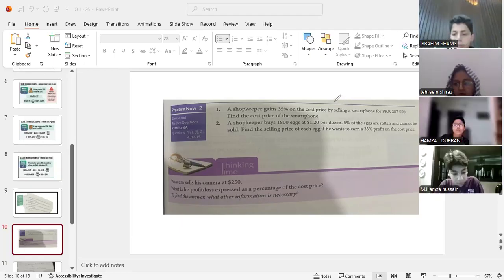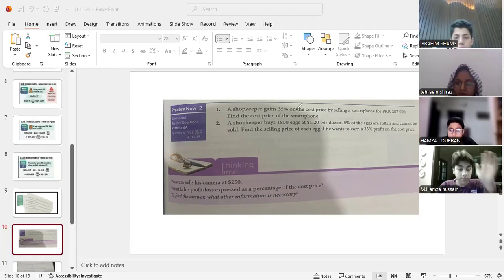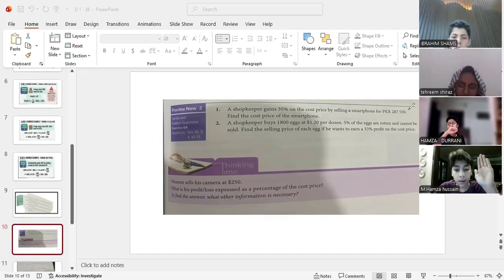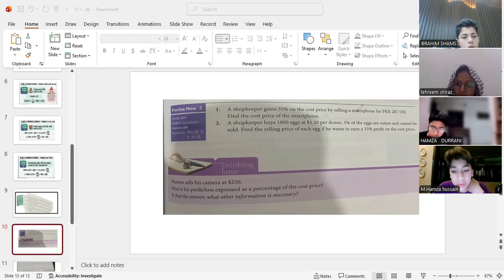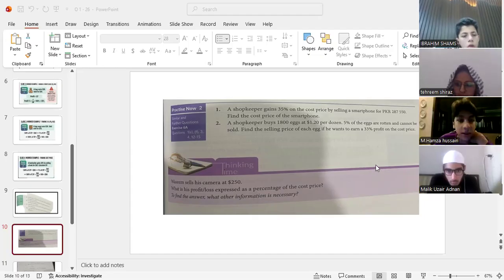Yes ma'am, you raised your hand. Tell me which formula we will use if we are given the profit percentage and the selling price. Yes, Hamza Hussain. Unmute yourself. Ma'am, first we will add 135 and then we will apply 100 divided by 135 multiplied by 287,550.